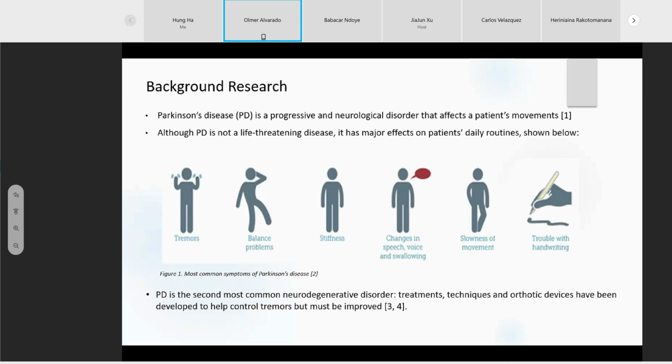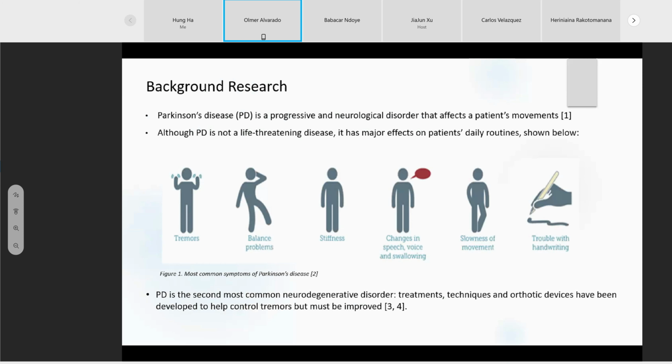Because of that, there are medications that help control tremors, but they have different negative side effects, and the average cost is about $2,500 per person a year. Patients can also undergo surgery, but the cost can go as high as $100,000. Either way, not everyone is able to afford it, and not all tremors are very responsive to these techniques.